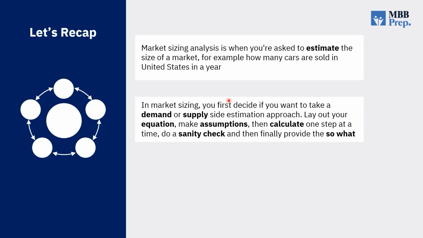Then, when it comes to making assumptions, before you make assumptions, ask the interviewer if they have any information to share. If not, you make logical assumptions for each variable in your equation. Then do the calculations, one step at a time. Share the intermediate results with the interviewer so that the interviewer is able to correct you if you make any mistake. Then do a sanity check: compare your final quantitative answer with an intuitively comparable number. And finally, synthesize. Provide the so what of the analysis that you've just conducted.